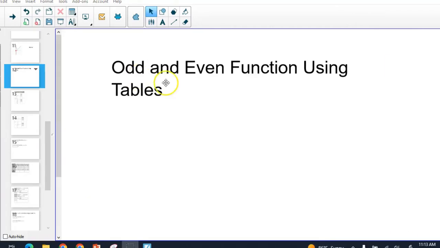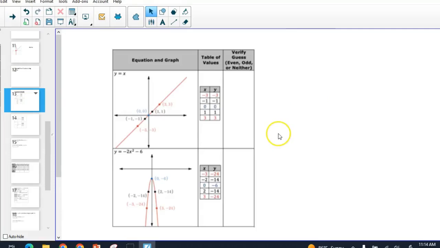We're going to be working with determining if functions are odd or even, except today we'll be using tables. So we have a couple graphs here that will help us figure out a couple rules we can use for tables.